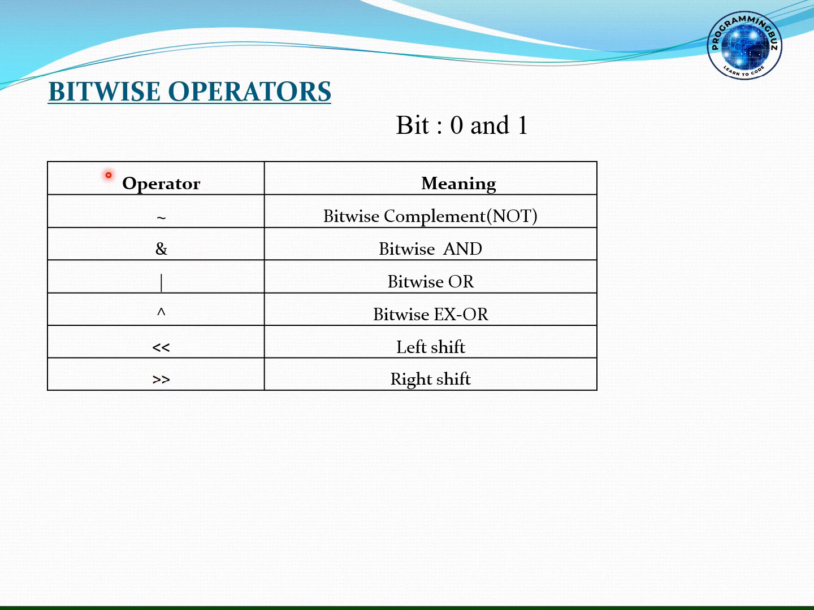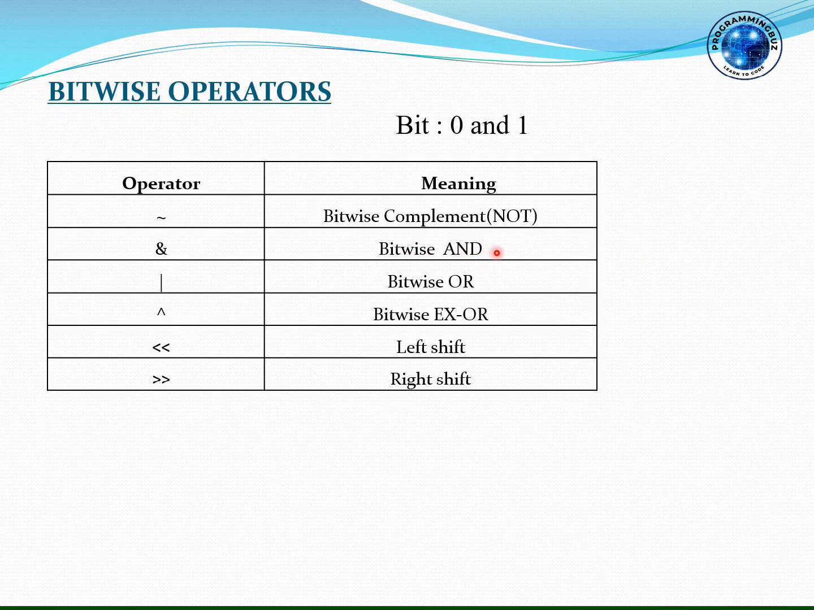So we will see all these operators with examples in this lesson. This is the first operator, which is the tilde symbol, and it is used for doing the complement or the NOT operation of bits. So this operator is called the bitwise complement operator. After that, ampersand, which is the bitwise AND operator.